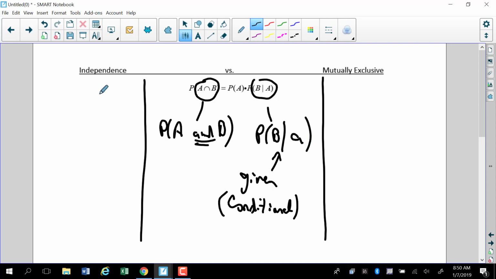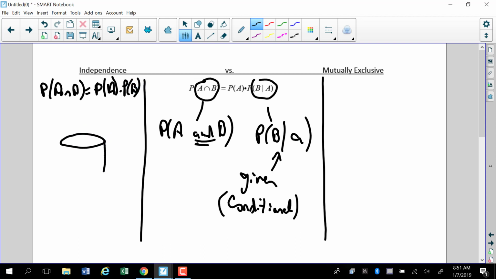Now, an important distinction to be made in general probabilities: independence and mutually exclusive. Let me talk about these real quick. Independence just means this: the probability of A and B is the probability of A times the probability of B. What it means for independence is that A had no effect on the outcome for B.